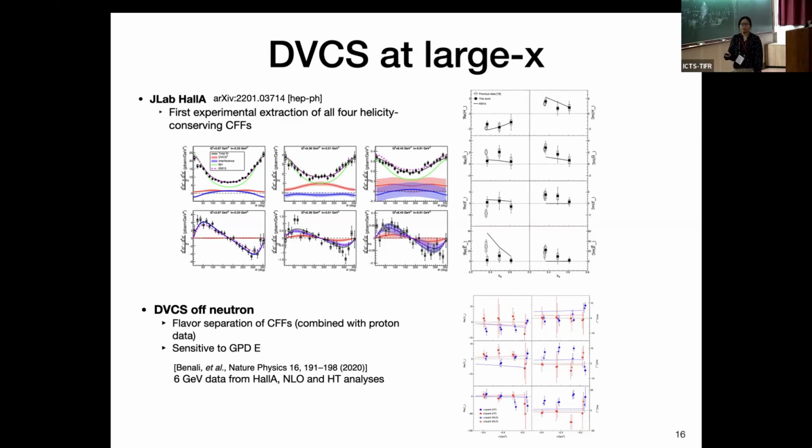And you can also do the measurement not only for the proton target, but also for the neutron target. So the measurement was done for the neutron target, and you can then do the flavor separation of the Compton form factor by combining the data with the proton target data. And this data is actually sensitive to the GPD E part. And here it shows the extracted Compton form factor from the neutron data at 6 GeV here.